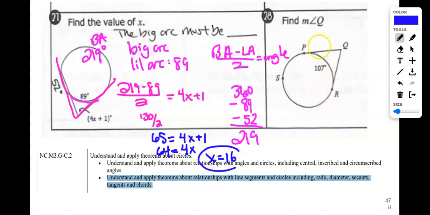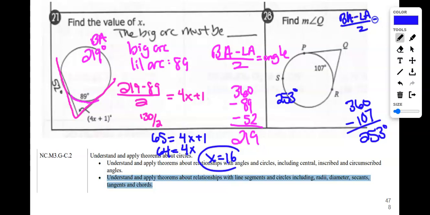And then finally, on the last one, you only got 1 arc, whereas over here you had 2. But this circle is only broken into 2 pieces. So the missing piece, the big arc, must have been the other part of 107, the other part of the 360, which will take me to 253 for the big arc, if I subtracted that right. So now I can do big arc minus little arc divided by 2 will equal the angle, and the angle is just x. That's what we're looking for, angle Q.